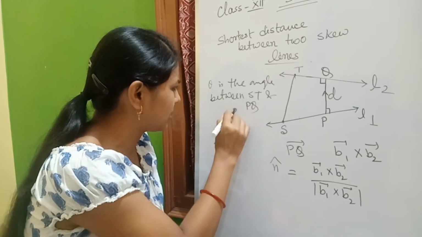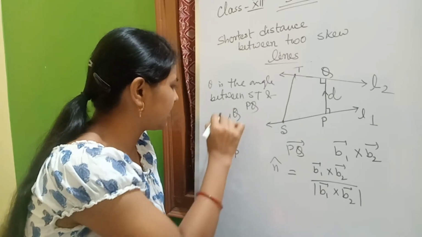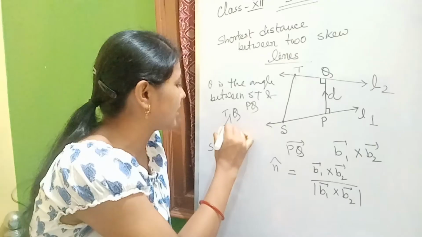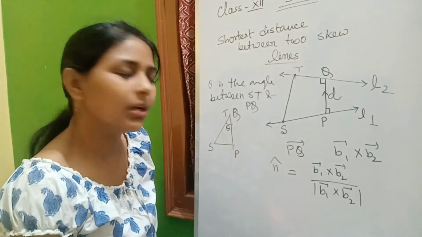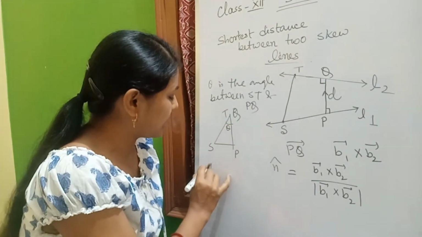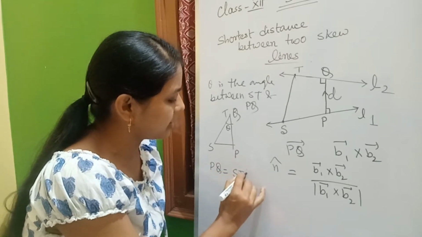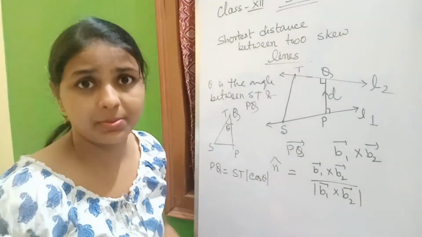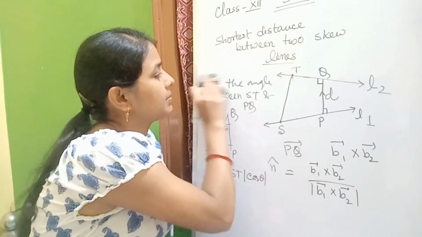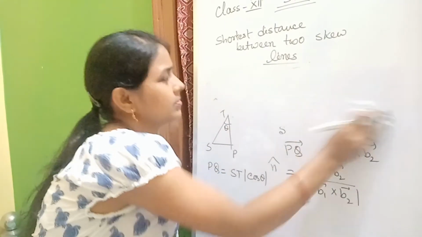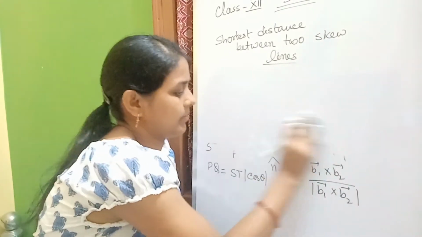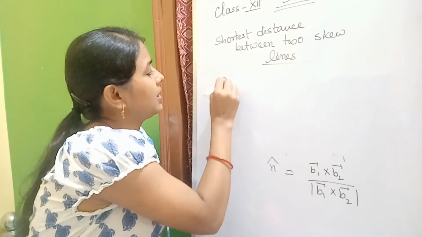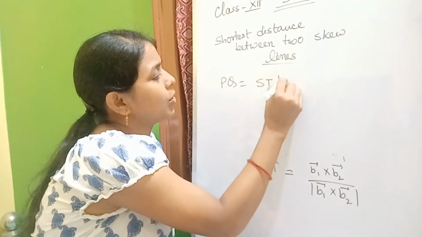Suppose this is PQ and this is ST. Q and T I am just taking as the same point. So this is theta. From this you can see that PQ equals ST cos theta. I am taking modulus, meaning not the negative sign. I am writing it again: PQ equals mod ST cos theta.